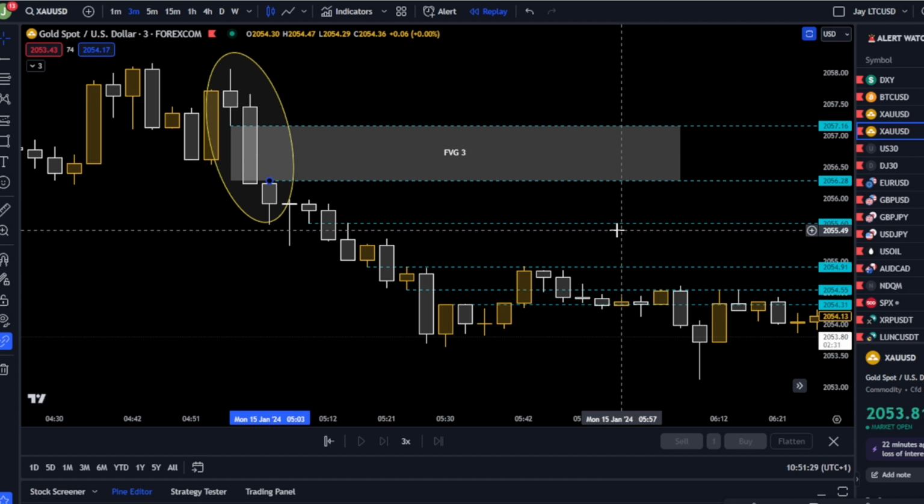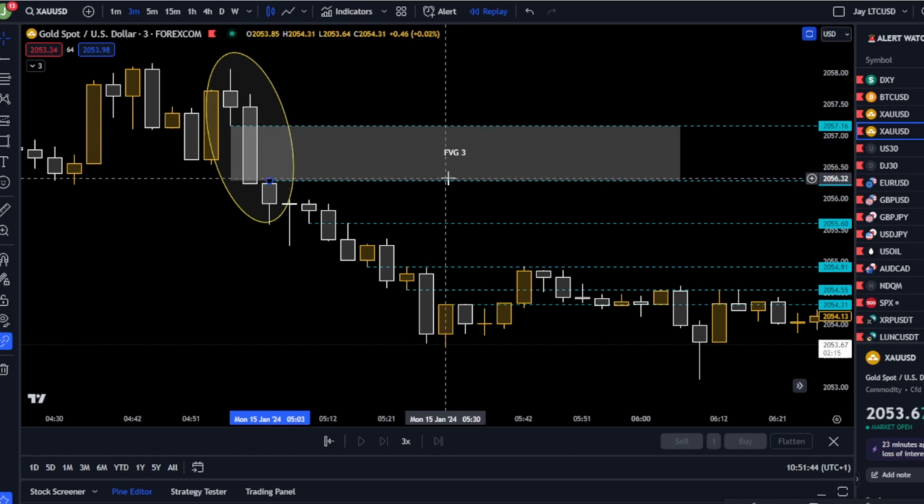In reality, what it is, it's an imbalanced candle, which means there are a lot of orders laying there unfilled and needs to be filled. So therefore, market has tendency to draw back, to magnetize back to that zone to fill orders, to grab liquidity.